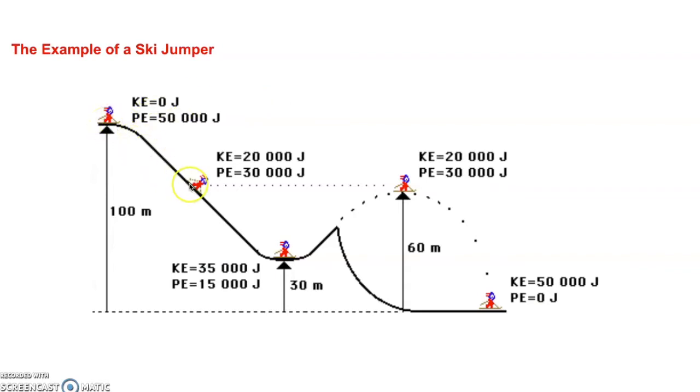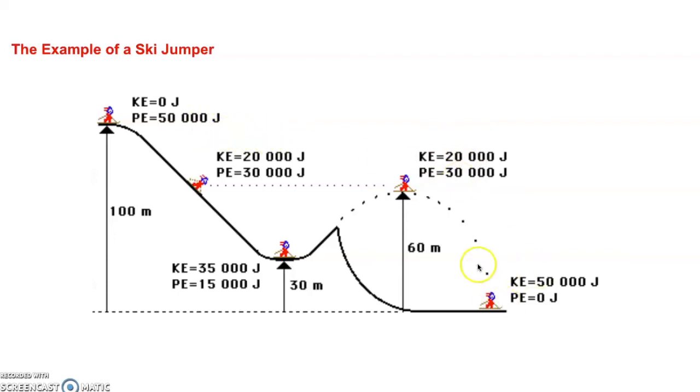As it starts to skate down the runway, potential goes down, kinetic goes up, but added together equals 50,000. When we get to the point right before we hit the ramp, again, still 50,000 total. When we hit the ramp, we take off, and as we gain height, we lose speed, but we gain potential energy, lose kinetic, but at the end, it still adds up to 50,000.